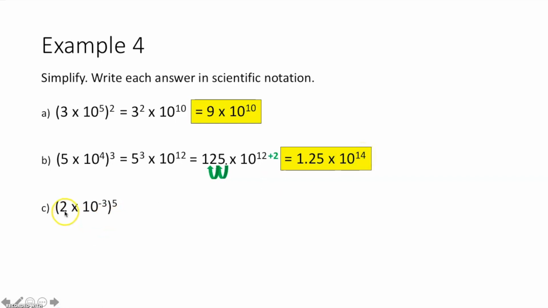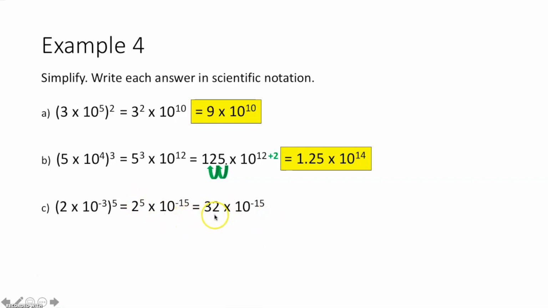Let's start with C. So we have 2 times 10 to the negative 3rd, all raised to the 5th power. So again, this 5 we need to distribute to the negative 3 and to the 1. That's our exponent for 2. So this becomes 2 to the 5th power times 10 to the negative 15th power. Now, again, let's simplify this 2 to the 5th. What's 2 to the 5th? 2 times 2 is 4, times 2 is 8, times 2 is 16, times 2 is 32.